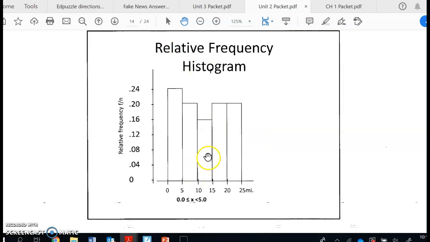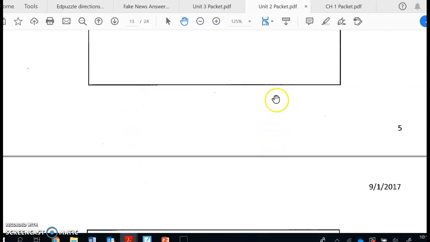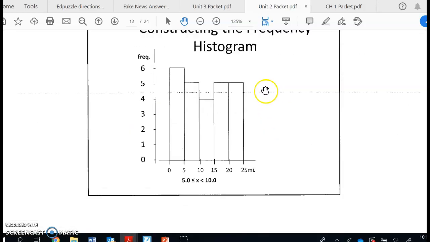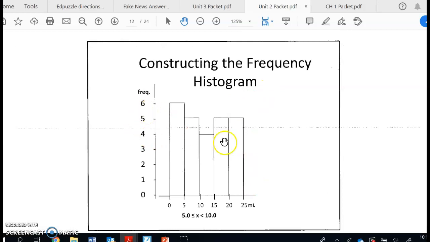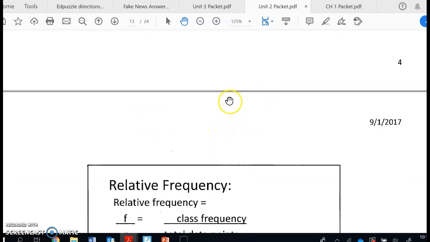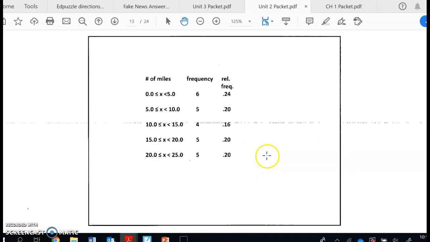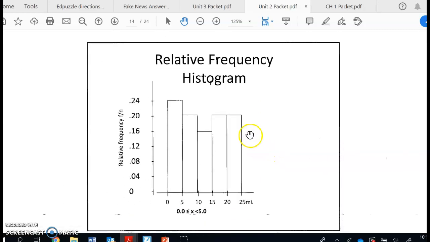And then you come down here. Now you might say, that looks like the same exact thing. You know what? Depending on your scale you use, if you look at that relative frequency histogram and the frequency histogram, they look exactly the same. Okay, and sometimes that will happen, and that's okay. There's nothing wrong with that.